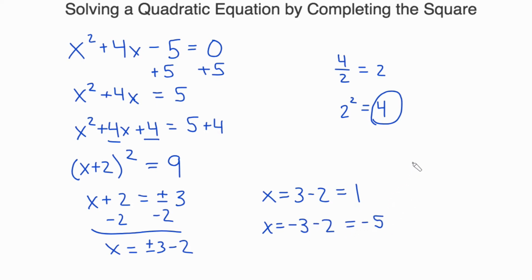So we have two answers here. We have x equals negative 5 and 1. And if we want to write that in set notation, we'll put these curly braces around it. And that's how we solve a quadratic equation by completing a square.